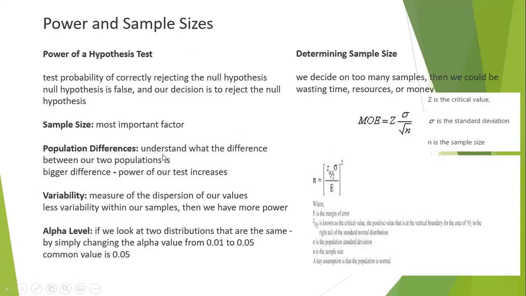Understand the difference between the two populations. If there is a bigger difference, the power of our test will increase. You may think that increasing your sample is going to reduce your error, but it's not. On variability, if you're measuring two different populations, variability will always be there. And you have to consider your alpha level. As I told you, the alpha level varies from 0.01 to 0.05, and the common value is 0.05. This will define your alpha value. You just need to know what a sample size is and how to define it. You will get the detailed information later.